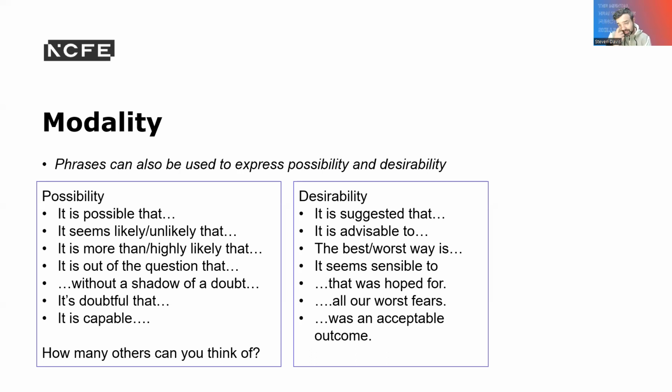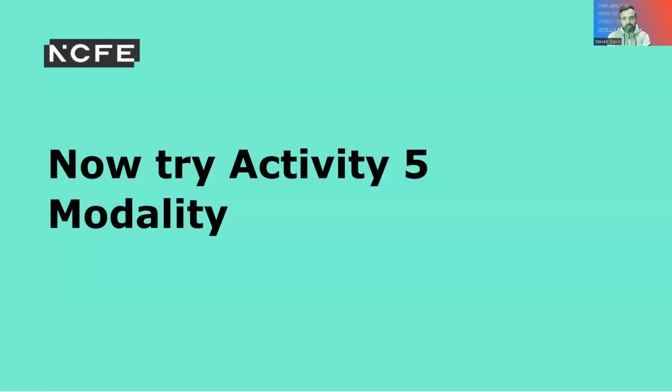And desirability: it is suggested that, it is advised that, the best, worst way is, it seems sensible to, that was hoped for, all of our worst fears, was an acceptable outcome. So you can see by finishing those sentences and using those, you've got your possibility and your desirability there. So just adding those in can give the reader an idea of the likelihood of an event to happen or not happen. So now let's try activity 5, looking at modalities. Once you've done that, don't forget to self-check your answers and then come back and we can do the quiz.